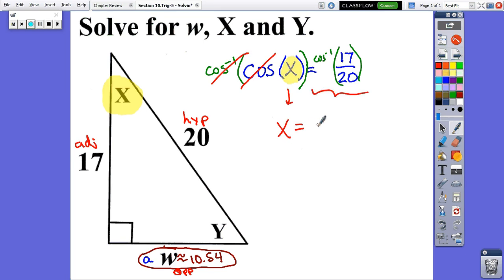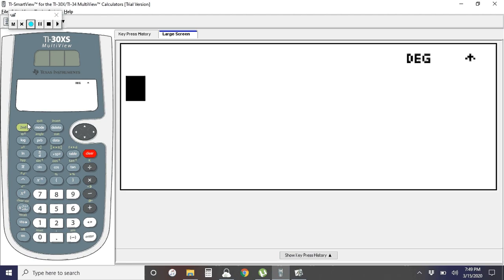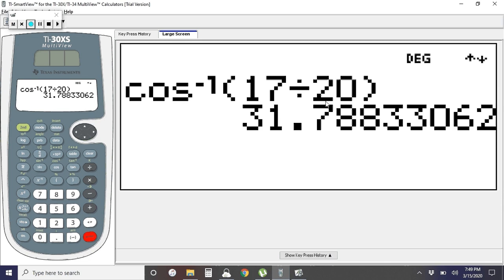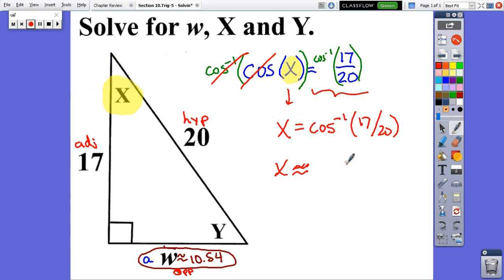And then we need to type into our calculator the inverse cosine of 17 divided by 20, approximately. And remember, our angles we're going to round to the nearest whole number. All right, so calculator. Inverse cosine. Remember, you've got to press the second cosine. 17 divided by 20 in my parentheses. And we get 31.7. That 0.7 is going to bump up our 1 to a 32-degree angle approximately. 32 degrees. So there's angle X.